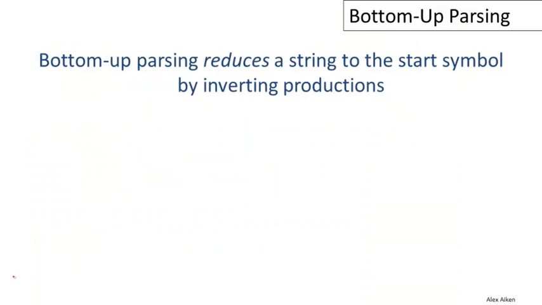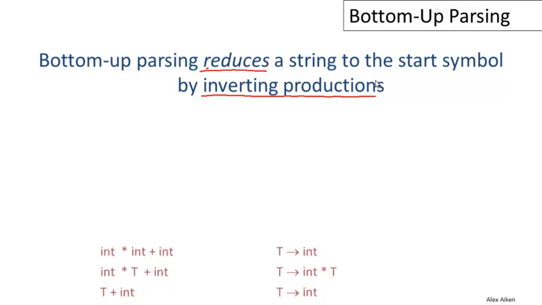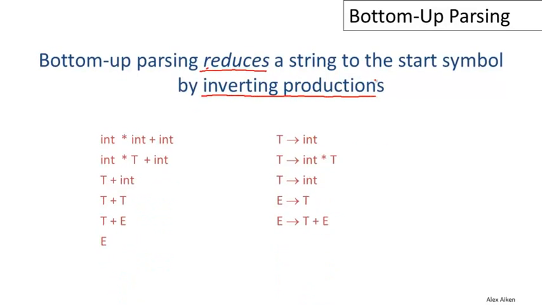The first thing to know about bottom-up parsing is that it reduces a string to the start symbol by inverting productions, by running productions backwards. Here's an example. On the left-hand side is the sequence of states of the string, and on the right-hand side are the productions that were used.